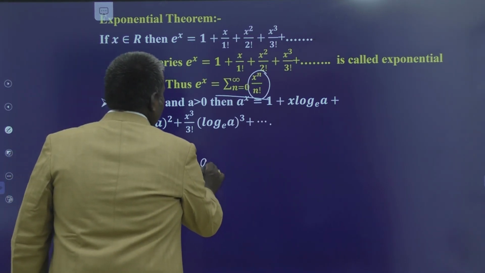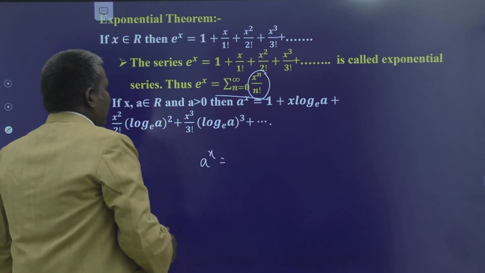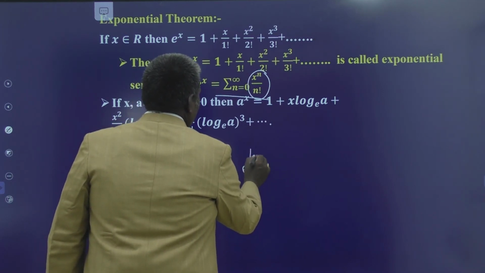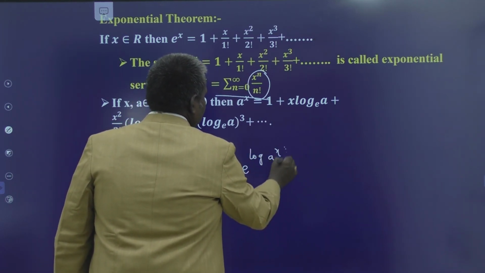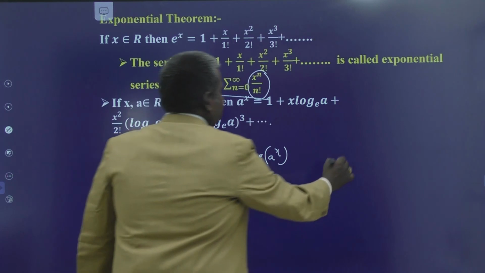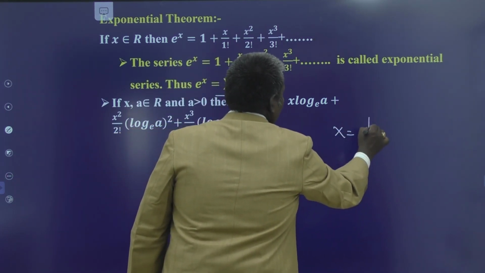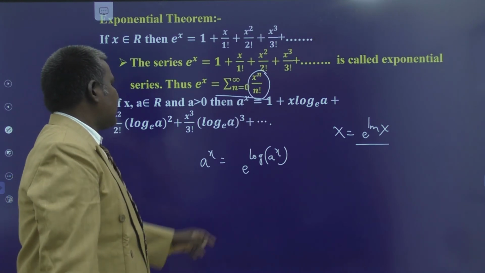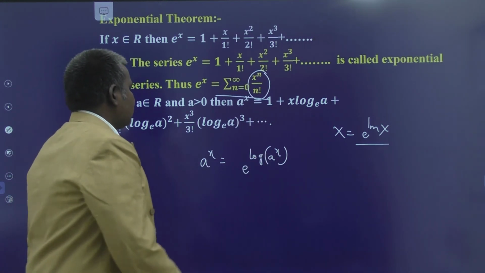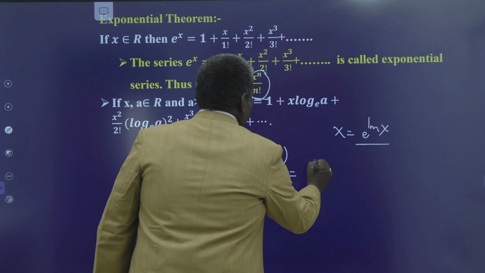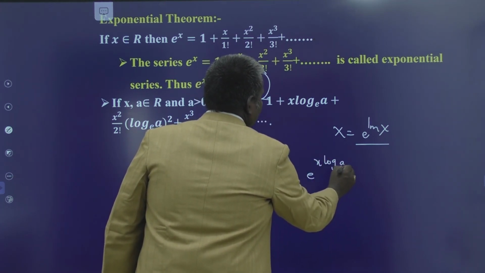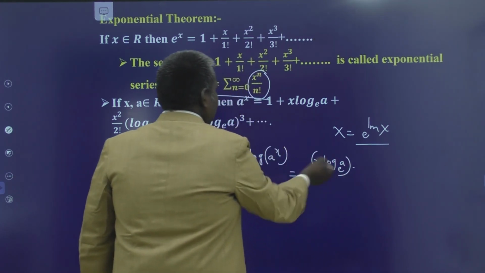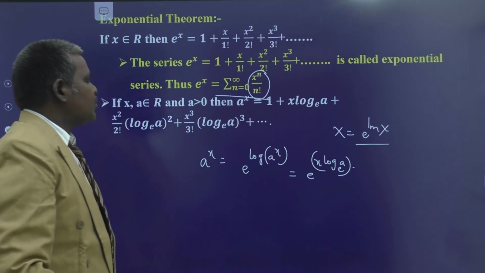a power x can be written as e power log of a power x. Same as x is nothing but x can be written as e power log x. Am I correct or not? In the same manner, a power x can be written as e power log of a power x. It is nothing but e power x log a to the base e. There is nothing, means base e is there. e power x log base e.